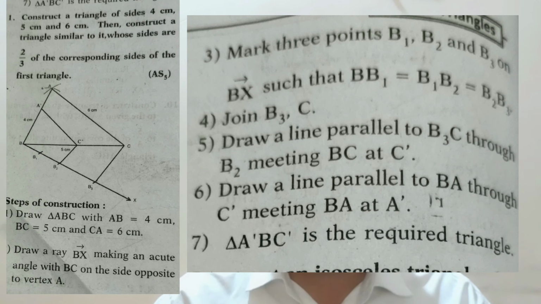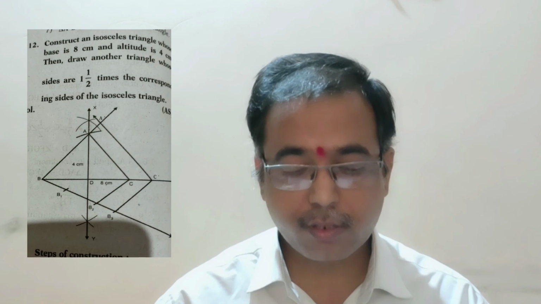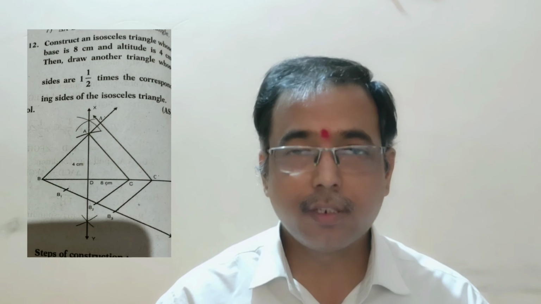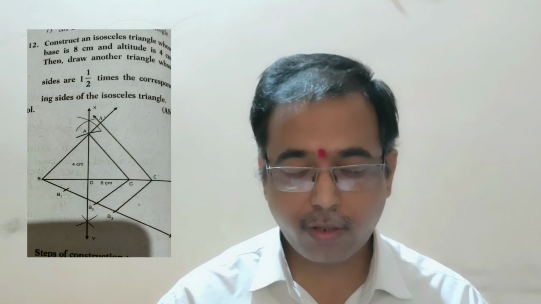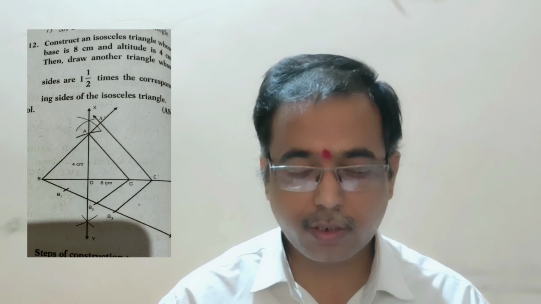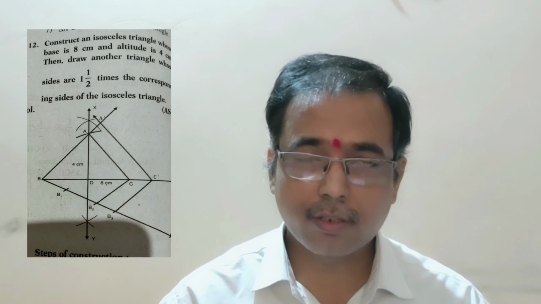Construct a triangle of sides 4 centimeters, 5 centimeters and 6 centimeters. Then construct a triangle similar to it, whose sides are 2 by 3 of the corresponding sides of the first triangle. And one more important, construct an isosceles triangle whose base is 8 centimeters and altitude is 4 centimeters. Then draw another triangle whose sides are 1.5 times the corresponding sides of the isosceles triangle.